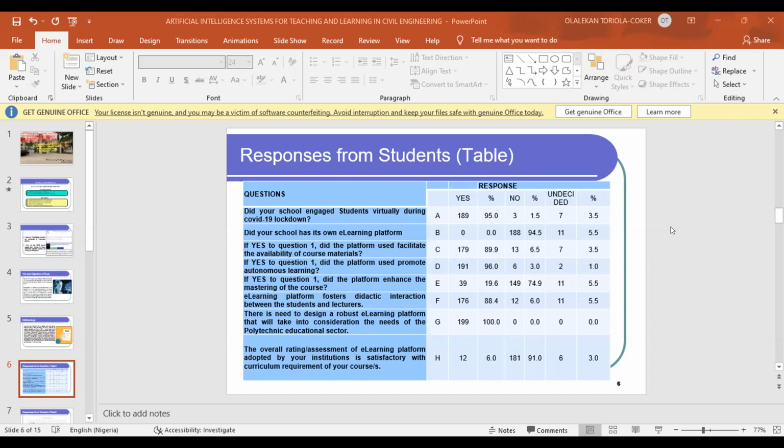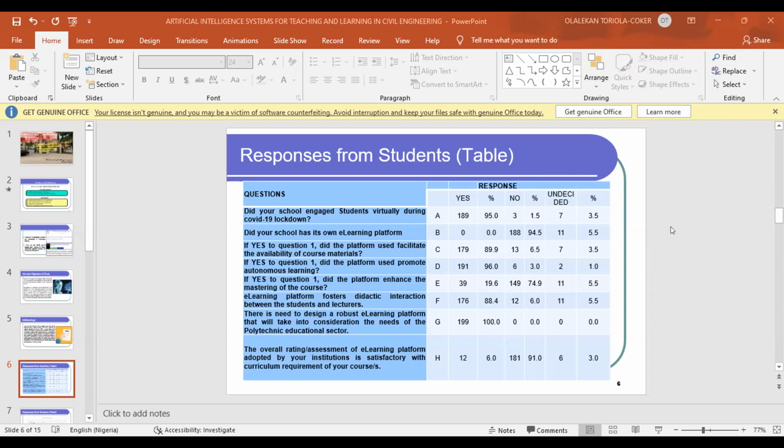If you look at B, you will see that they have not been engaged on an e-learning platform. The no answer is 188. That is on the students' table. And you can see there is no yes at all, which shows that e-learning is key and very important for tertiary institutions in Nigeria.